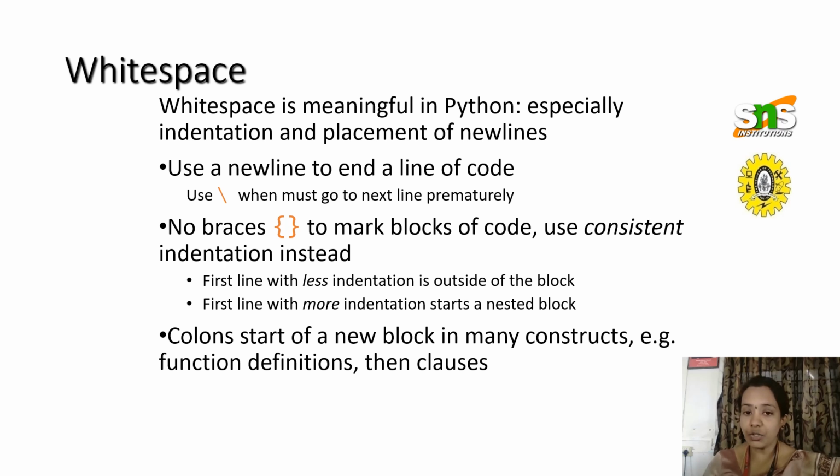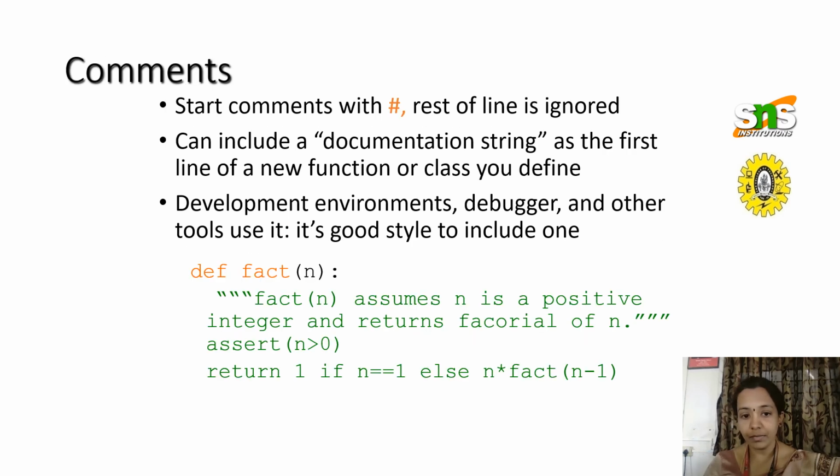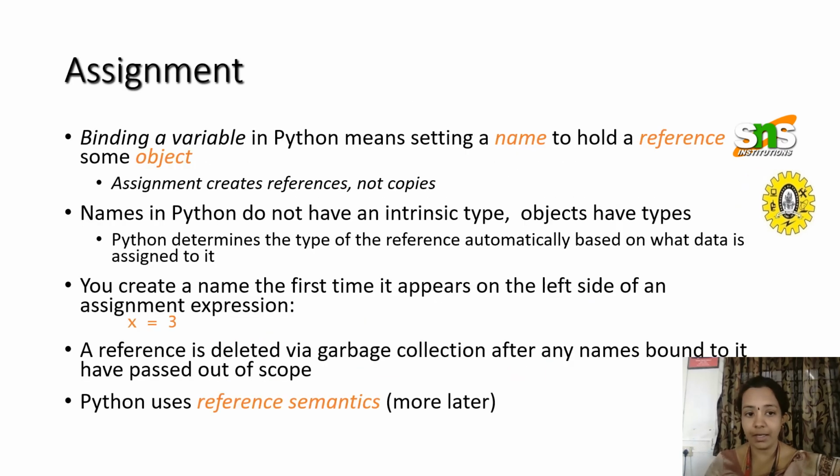Python white space is very important, which means it is the placement of new lines. Use a new line to end a line of code. No braces to mark blocks of code. Use consistent indentation instead. As I told already, comments can be used. Comments can be represented using the hash symbol. Comments can also be represented using triple quotation in the beginning and triple quotation at the end. These types of lines will definitely not be executed. If I want to define a function, then I can use the def command.